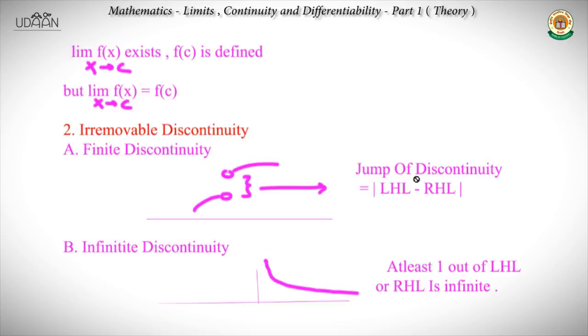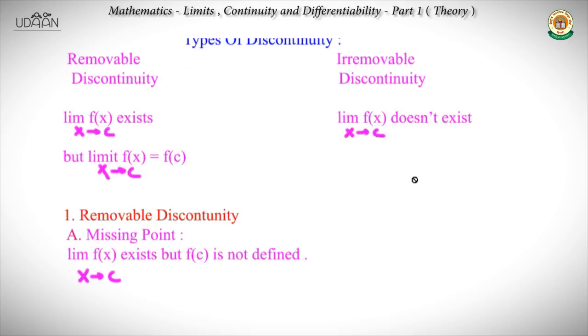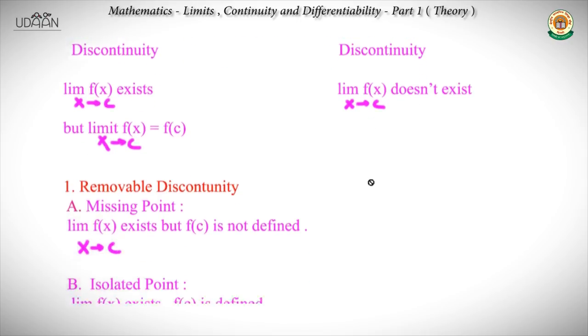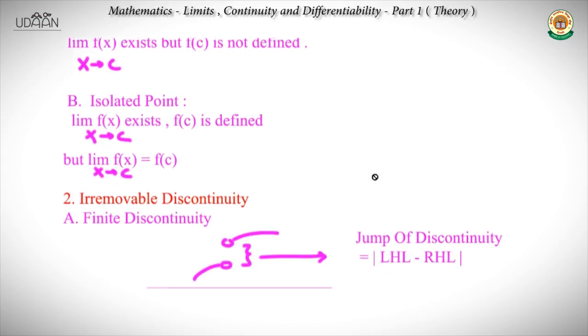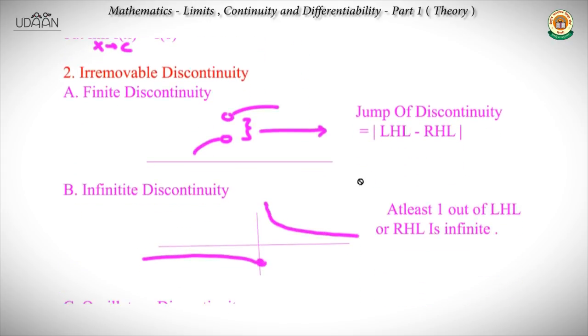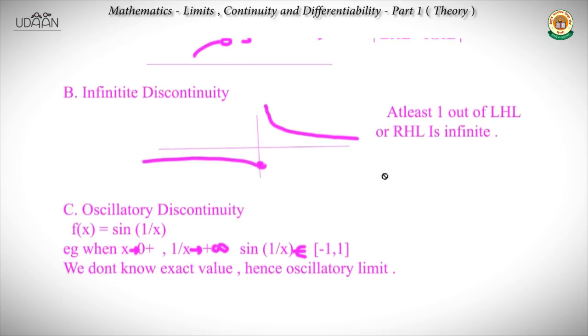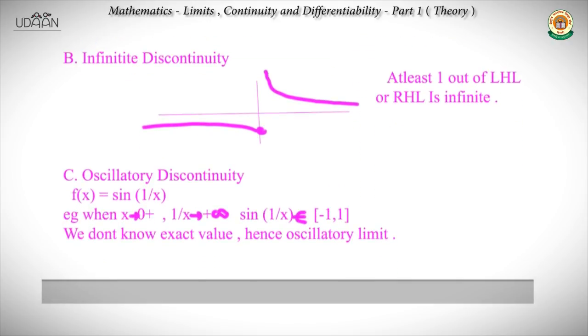Moving to the next layer, we see that there are certain types of discontinuities. The main two types are removable discontinuity and irremovable discontinuity. Removable discontinuity is basically of two types: missing point discontinuity and isolated point discontinuity. Whereas irremovable discontinuity is basically of three types: finite discontinuity, infinite discontinuity and oscillatory discontinuity.